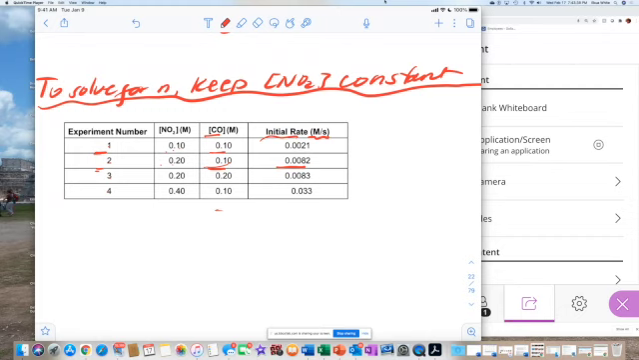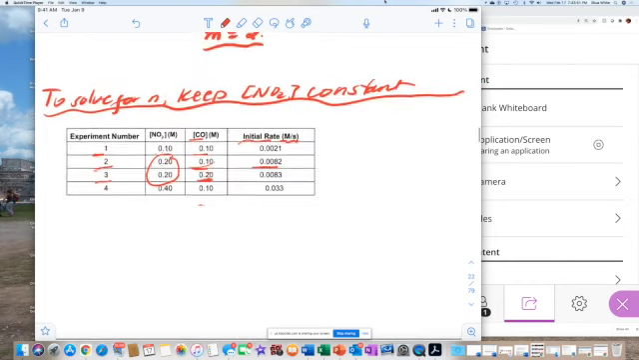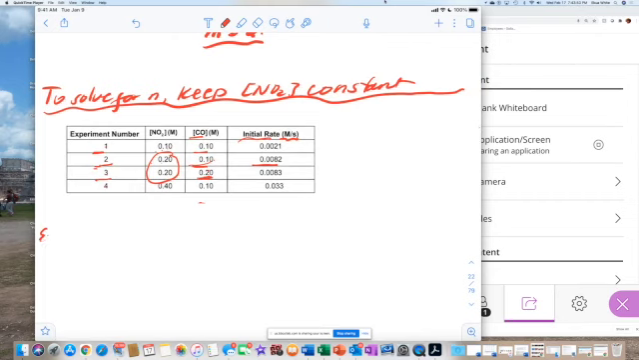Okay, so experiment 2 and 3, right? NO2 is constant. So we're going to be doing 2 and 3, which is bigger. The numbers in 2, this is bigger than that. So we're pretty much going to be doing experiment 3 over experiment 2. And let's see, we're going to do rate law for experiment 3 over rate law for experiment 2, right?